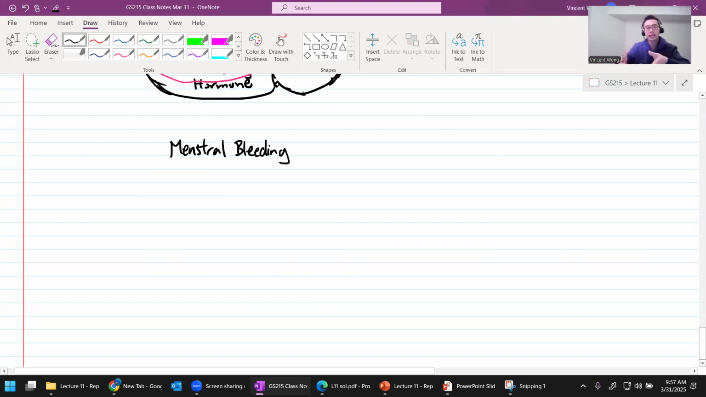The bleeding is actually coming from the shedding of the endometrium, which will come back in a bit. Endometrium is the lining of the uterus. It's where all the blood vessels are to sustain the growth of the baby, should there be a pregnancy.